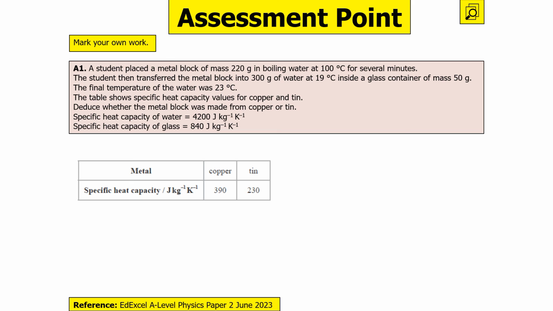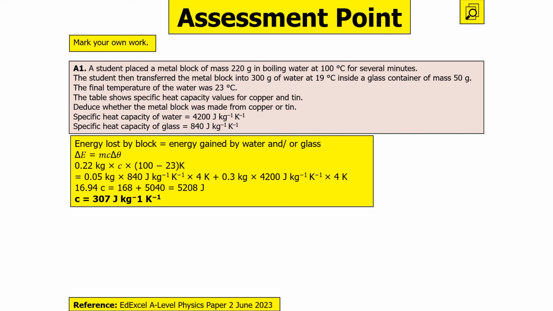Right, so the energy lost by the block is the energy gained by the water in the glass. So E equals mcΔT. So it's the mass, which is 0.22 kilograms, going from grams into kilograms, times by C, times by that change in temperature. So you can work it all through, and then you can see that actually you can link it into the energy gained by the water and by the glass.